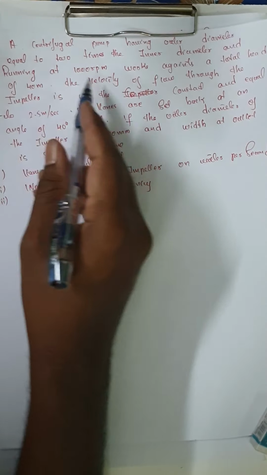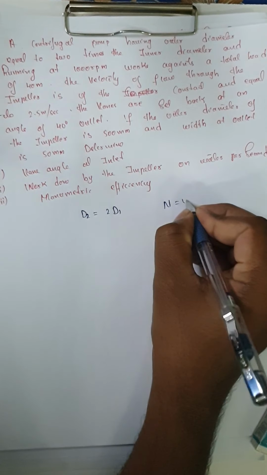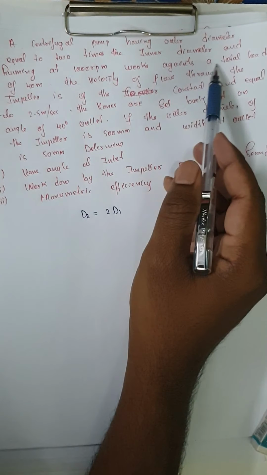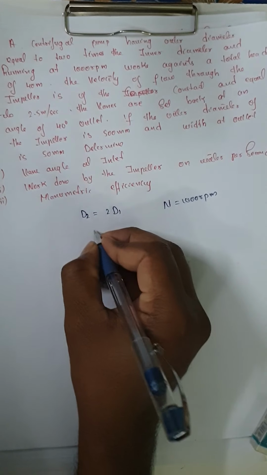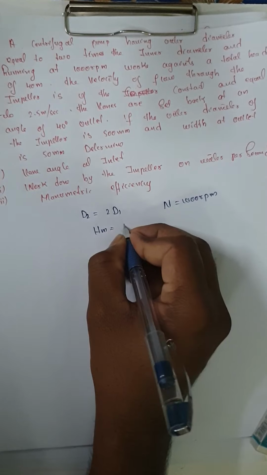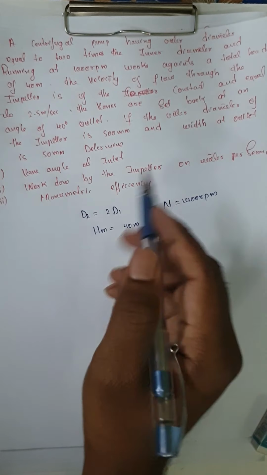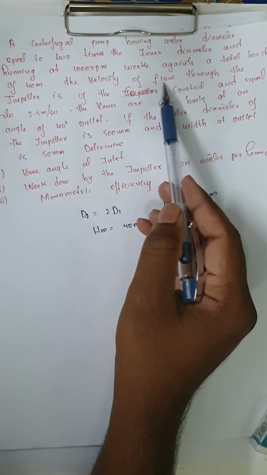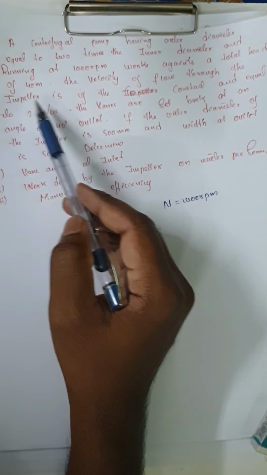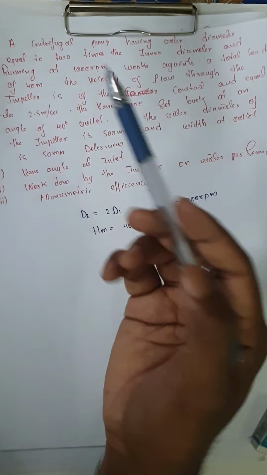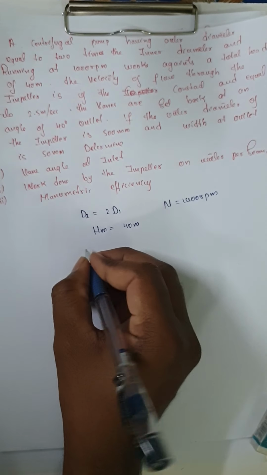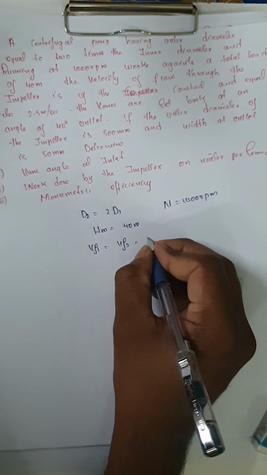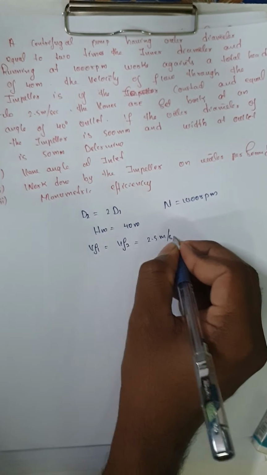And running at N is 1000 RPM. And works against a total head, HM, equal to 40 meter. After that, the velocity of flow through the impeller is constant, meaning VF1 equals VF2. How much is it? 2.5 meter per second.